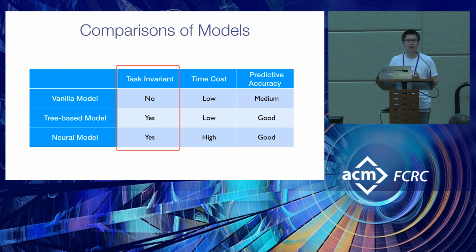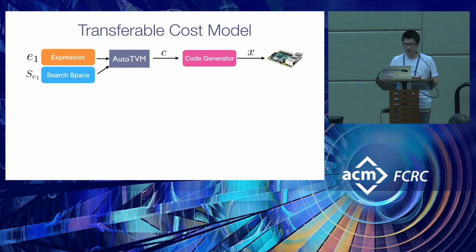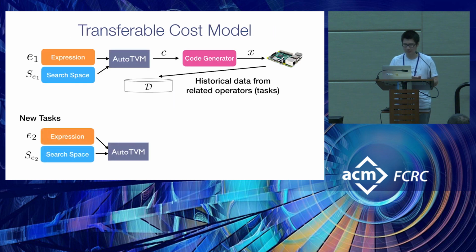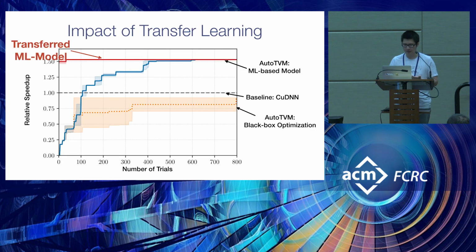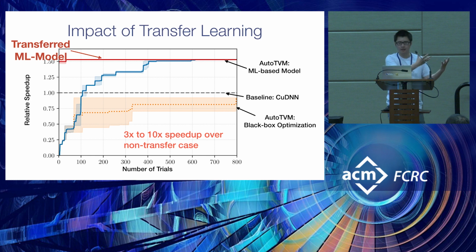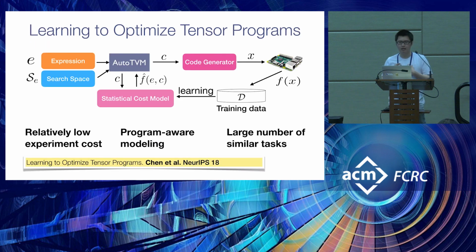Another important thing that we do is transfer learning. I think Eddie will also tell you more about that, so I will skip this part. But the idea is that if we use transfer learning to make use of historical data, it will give you even faster learning time and get a better kernel faster. So the combination of all these techniques brings us a solution that automatically learns to optimize tensor operators.